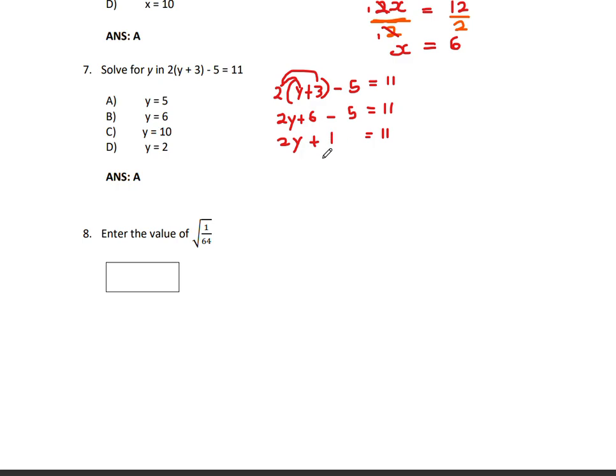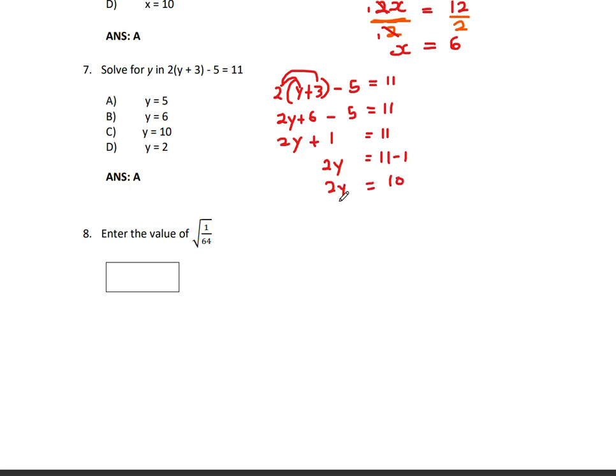So what we now need to do is to get rid of this positive 1 from the left side of the equation. So we're going to do the inverse operation. That is, we're going to minus 1 from both sides of the equation, which will reflect as 2y equal 11 minus 1, because the inverse of adding 1 is subtracting 1. So the subtraction of 1 would be shown here on the left side of the equation. So we end up with 2y equal to 11 minus 1, which is 10.